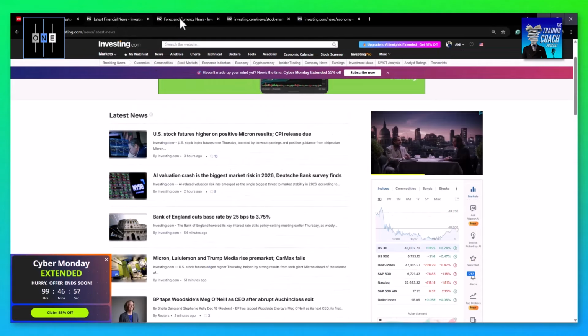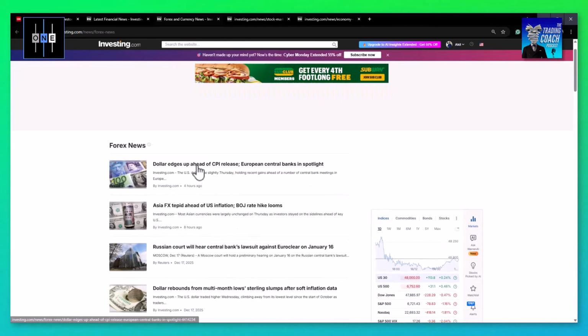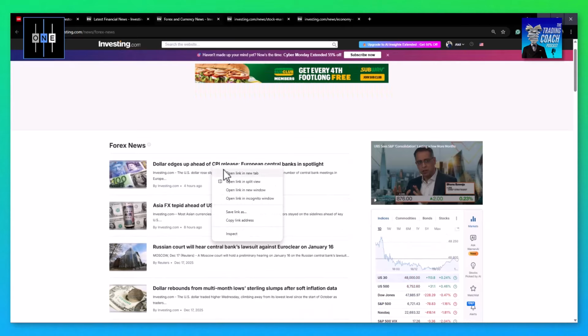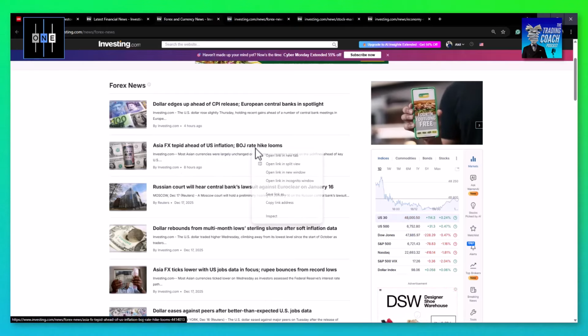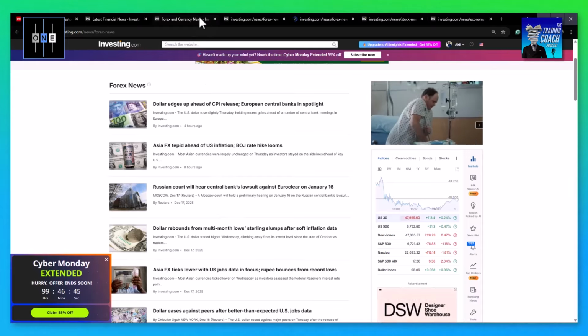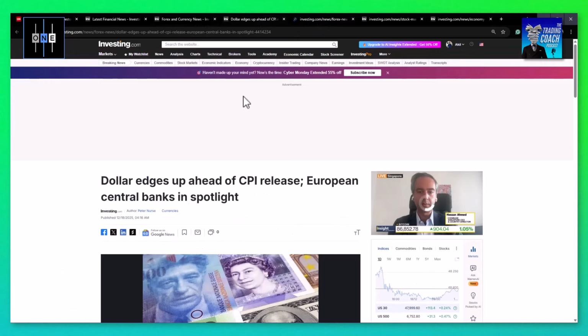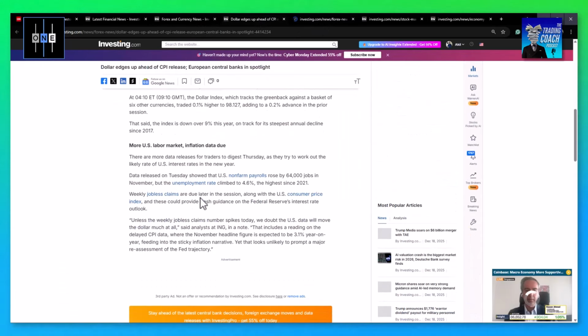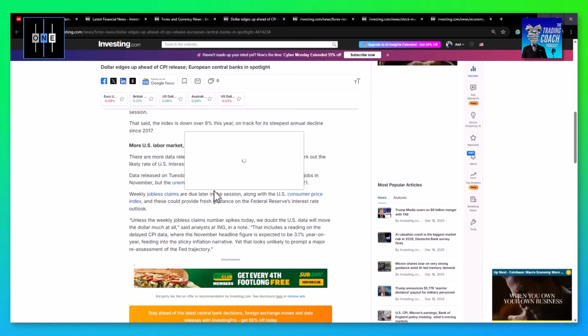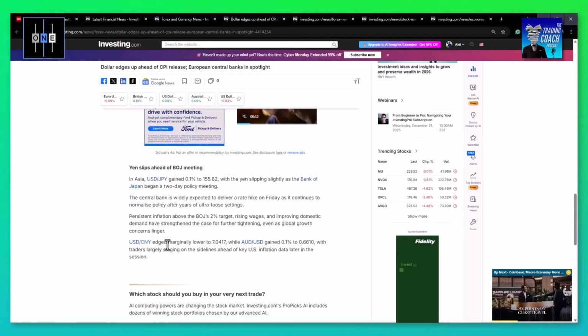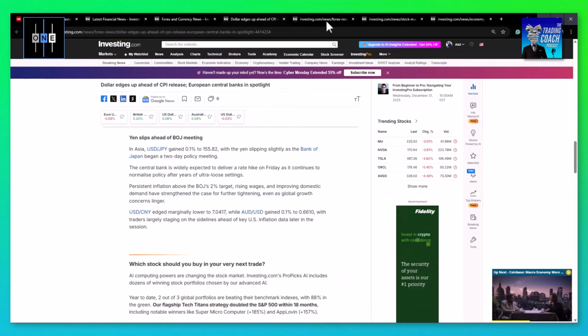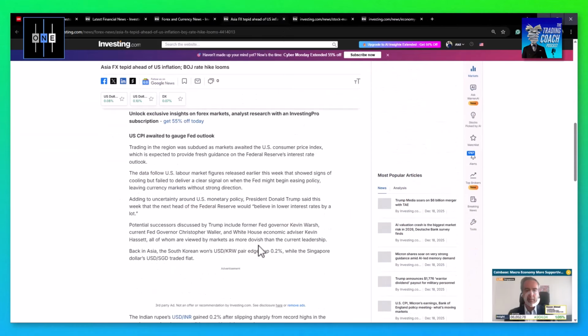Same thing with Forex, you're going to get some of the same things. Dollar edges up ahead of CPI release. All right, CPI, let's take that. Asia, Bank of Japan, okay, I can look at that. Russia, who cares about Russia? Then just go through and quickly read through the things that you want. Okay, this is important. More U.S. labor inflation data due, right? Blah, blah, blah. Sterling, Bank of England decision, blah, blah. That's important. Yen, okay. But that was nice and quick and simple. And then close it down. Go to the part that seems important to you.